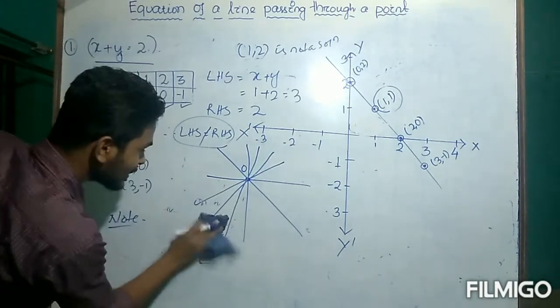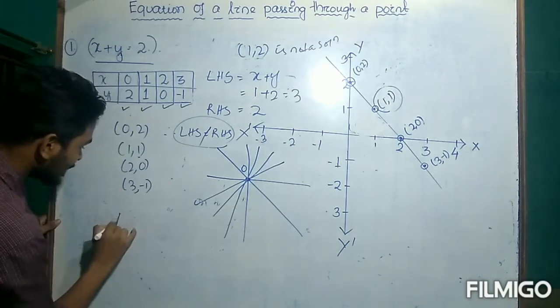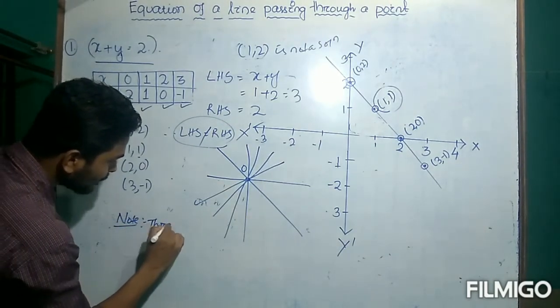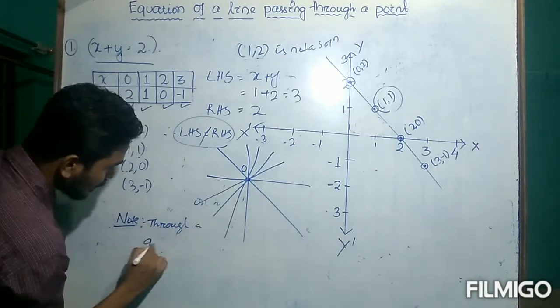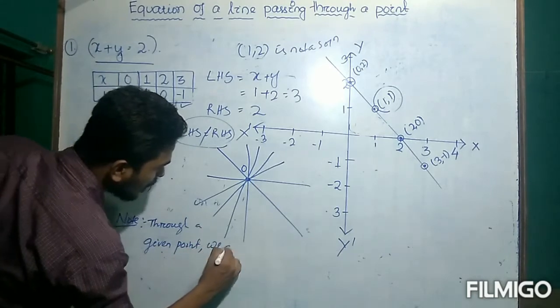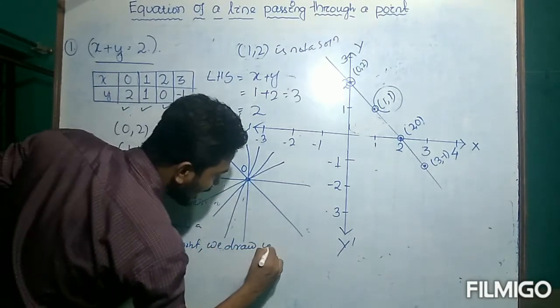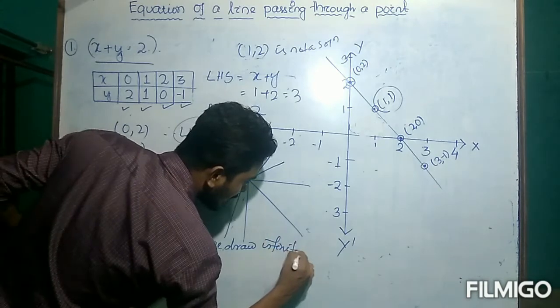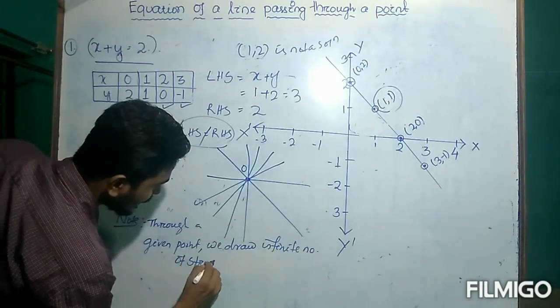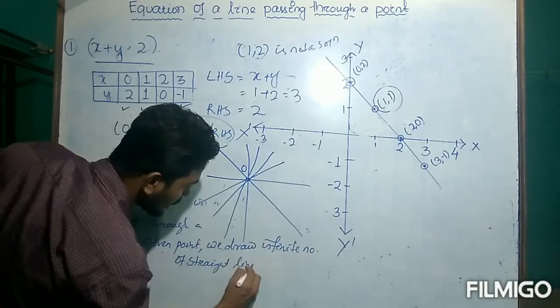Okay, so write it. Through a given point, note, through a given point, how many straight lines can you draw? We can draw infinite number of straight lines. Understood?